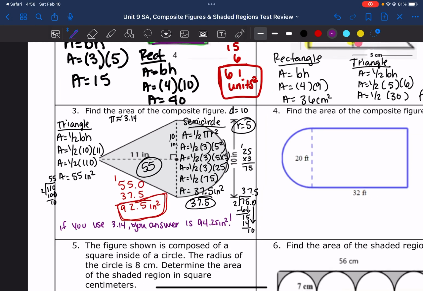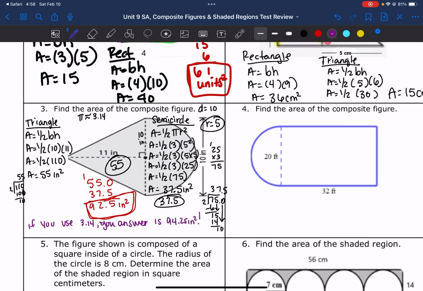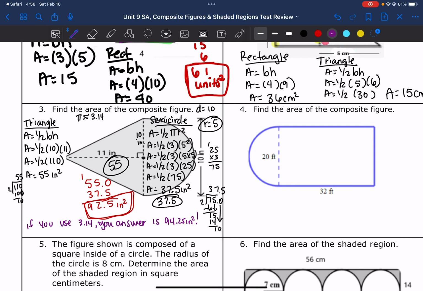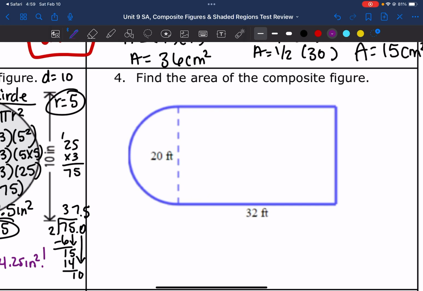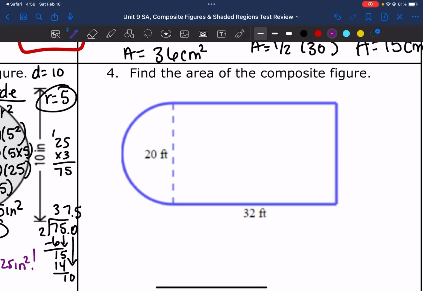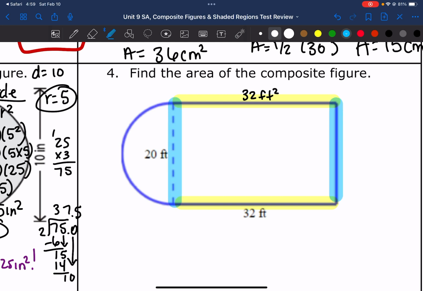All right, let's continue on to number 4. Now, for number 4, I'm not going to use 3. I'm going to use the actual answer. Pause if you need to, and then move to number 4. Okay, I'm going to use the actual 3.14 for this one. So let's look first at all of our lengths, okay? If this is 32, this up here is going to be 32, okay? And if this is 20 feet, this is going to be 20 feet.